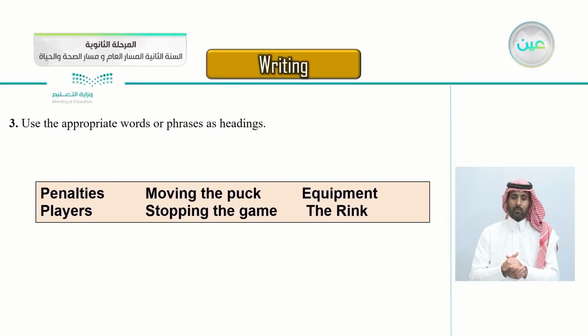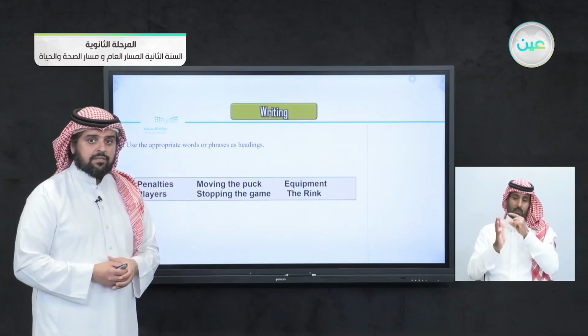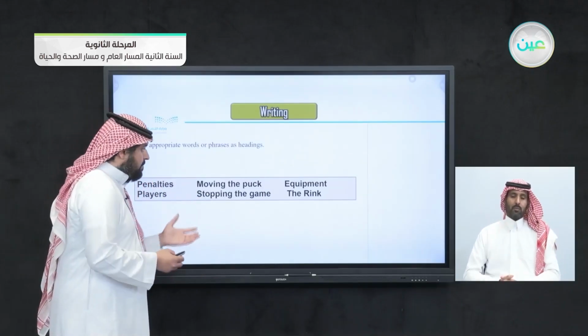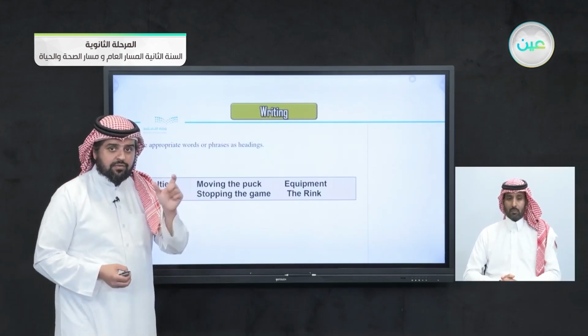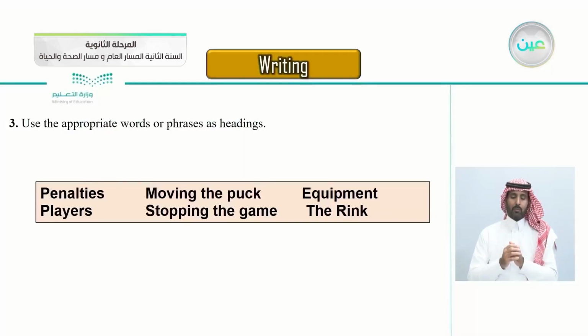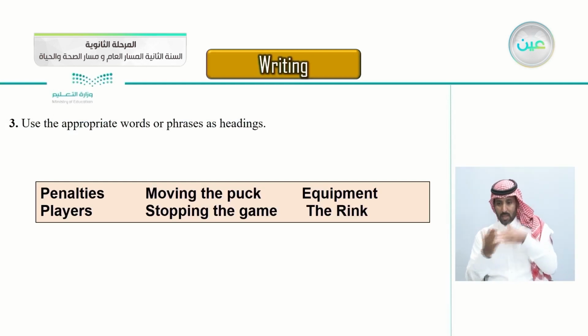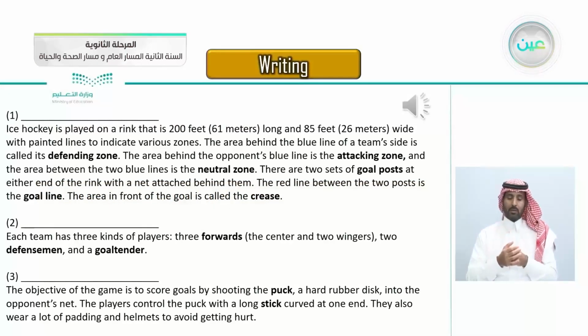Exercise 3: use the appropriate words or phrases as headings. So we have 6 parts of the article, and we have to put the correct heading in each one of them. So it's like a small title for each part of the article. We have penalties, moving the puck, equipment, players, stopping the game, and the rink. So let's listen to the first 3, then we will decide which is which.